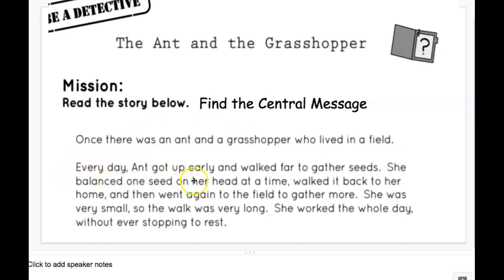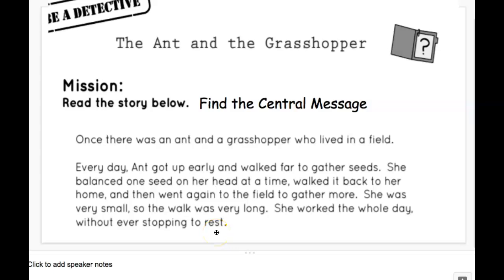Every day, Ant got up early and walked far to gather seeds. She balanced one seed on her head at a time, walked it back to her home, and then went again to the field to gather more. She was very small, so the walk was very long. She worked the whole day without ever stopping to rest.